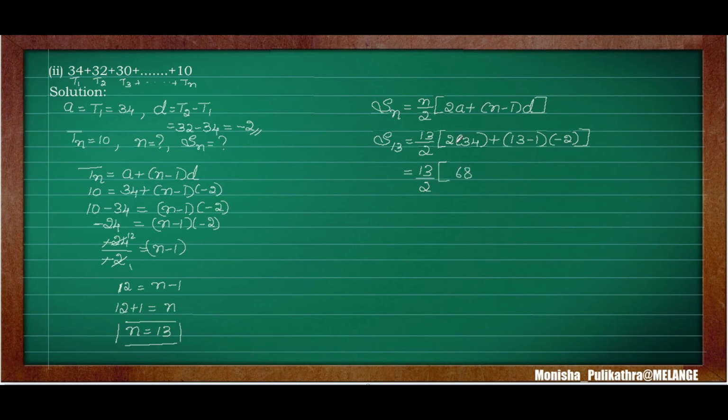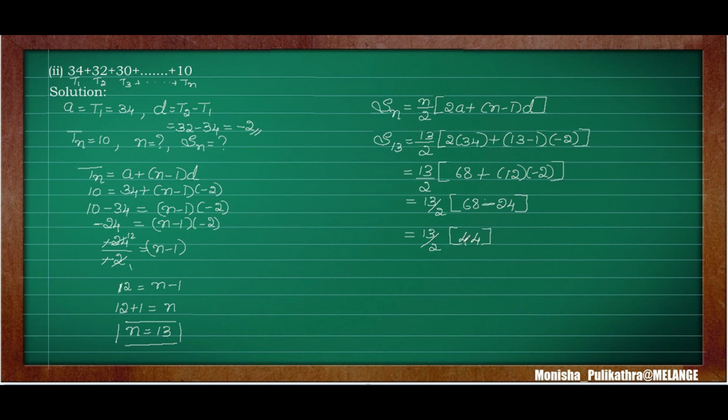So 34 into 2 is 68. 2 4s are 8, 2 3s are 6. Next, 13 minus 1 is 12 into minus 2. Okay. Next, 13 by 2, 68 plus, so plus into minus will be minus 12 2s are 24. Next, 13 by 2 into, we need to subtract 68 minus 24. It will be 8 minus 4 is 4, 6 minus 2 is 4, 44.